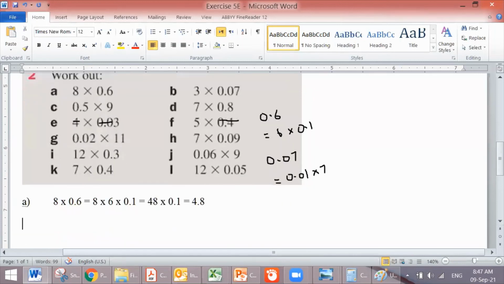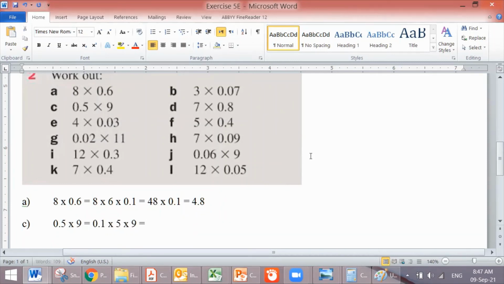Okay, and similarly part B. Just wait, I am going to solve only alternate questions. 0.5 multiplied by 9. Here 0.5 can be split into two forms. It will be 0.1 multiplied by 5 multiplied by 9. Yes, Ahmad Ashraf, very good. So it will be 0.1 multiplied by, now 5 and 9 I will multiply, it will be 45.